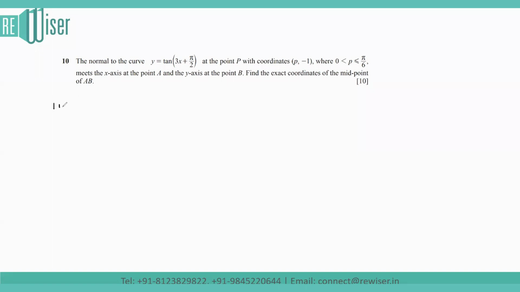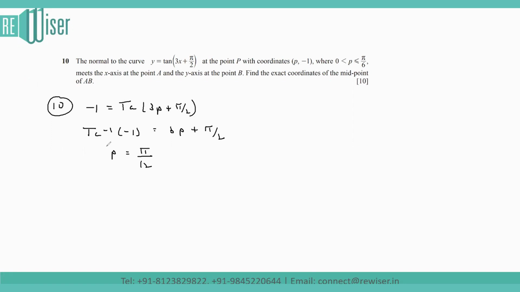Now, to answer this question, we'll first see that the point coordinates which they have given is (p, -1). So that means when the value of y is -1, the value of x is p. So we can write tan(3p + π/2) = -1. If we solve this, tan inverse of -1 equals 3p + π/2, and the value of p that we got is π/12.